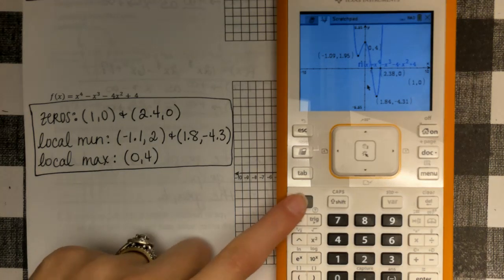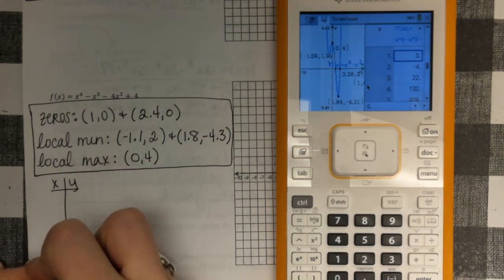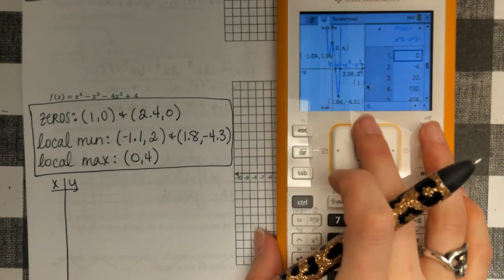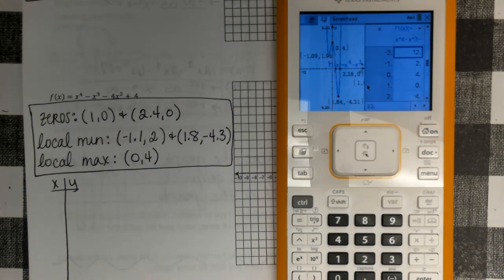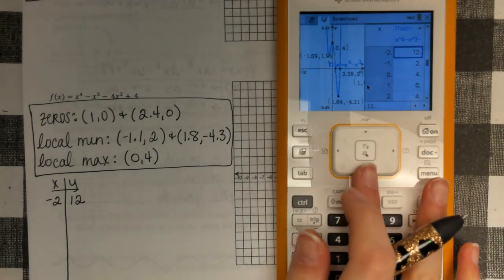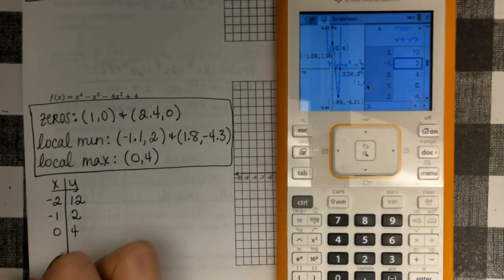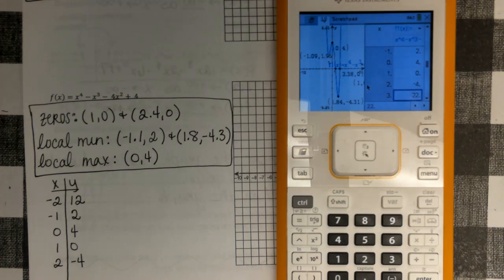Okay? So now Control T, I need to build my table. And I'm going to go as far negative as I can fit. Now negative 2, 12, it's only 1 point off my graph. I'm going to use that. Okay, so negative 2, 12. Negative 1, 2, 0, 4, 1, 0, 2, negative 4. 3, 22 is going to go off my graph.